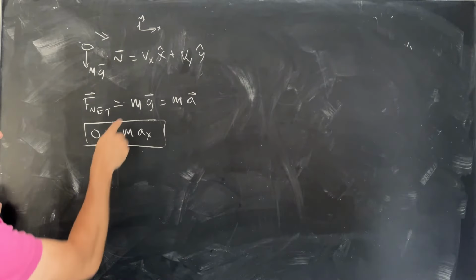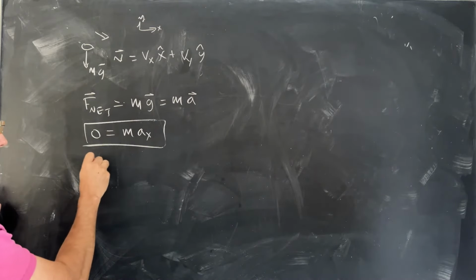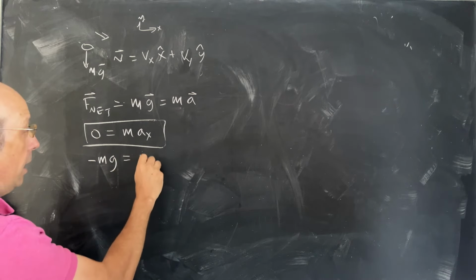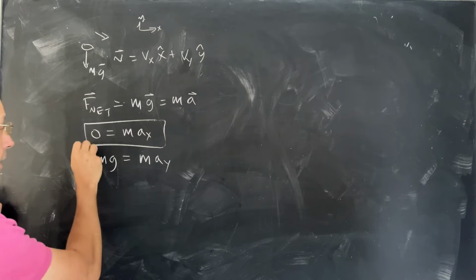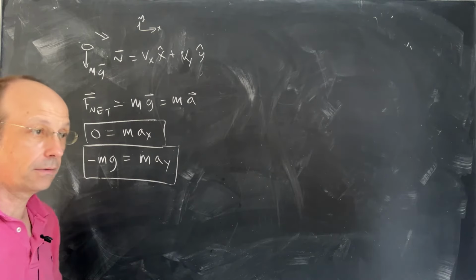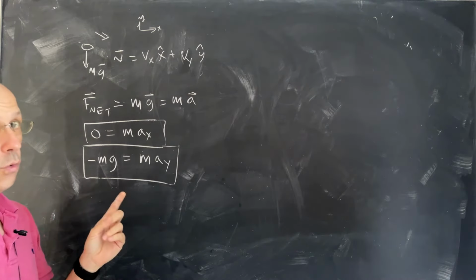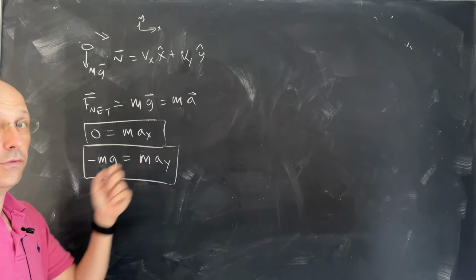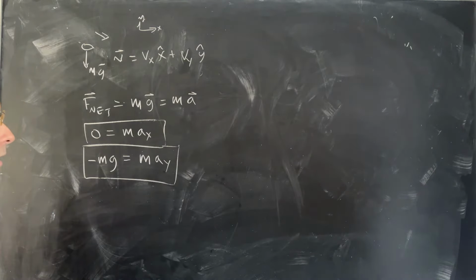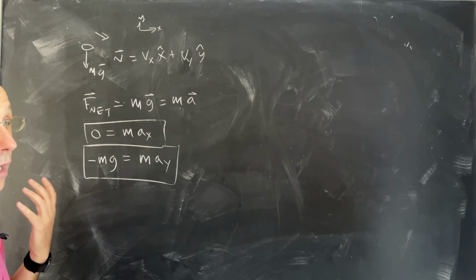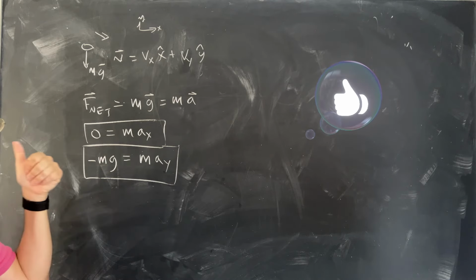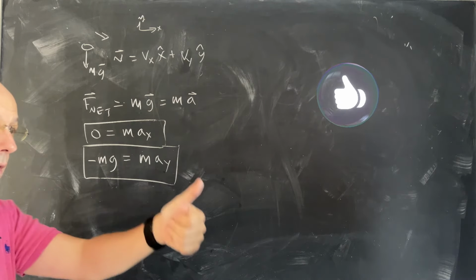The y component of this is negative mg is equal to may. That's the y component of the force. That's a y differential equation of motion. I could integrate this twice and get y as a function of time. So this tells me that the 2 balls, if they have the same y conditions, are going to have the same y motion.